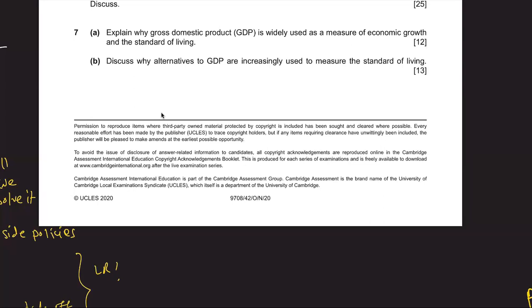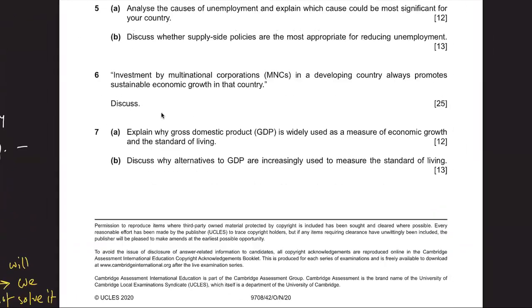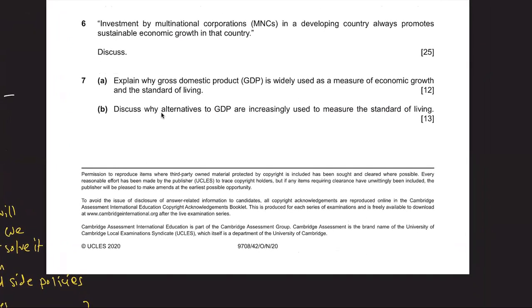Is there content less for just part A? For part A, which one? This one? 7A? Is that what you're talking about, Nadeem? 7A?